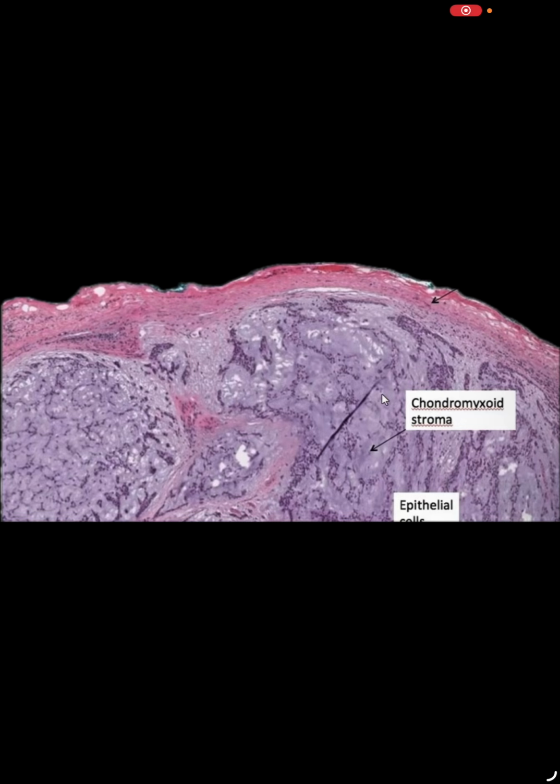This is a histological slide. You can see the capsule, a well encapsulated tumor, and there is a grayish white structure. With the arrow you can see chondromyxoid stroma.